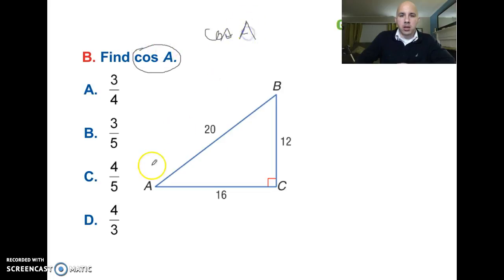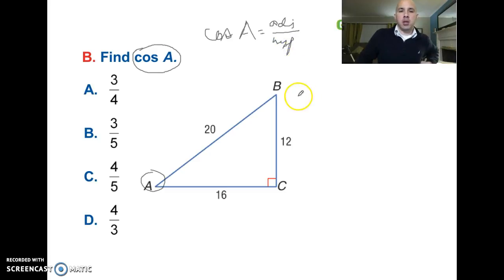Cosine A, here it is. This is the angle we're going to go after. Write down your definition. Cosine is going to be adjacent, the side adjacent over your hypotenuse. Try to take care of that. And good luck. If you have any questions, let me know.